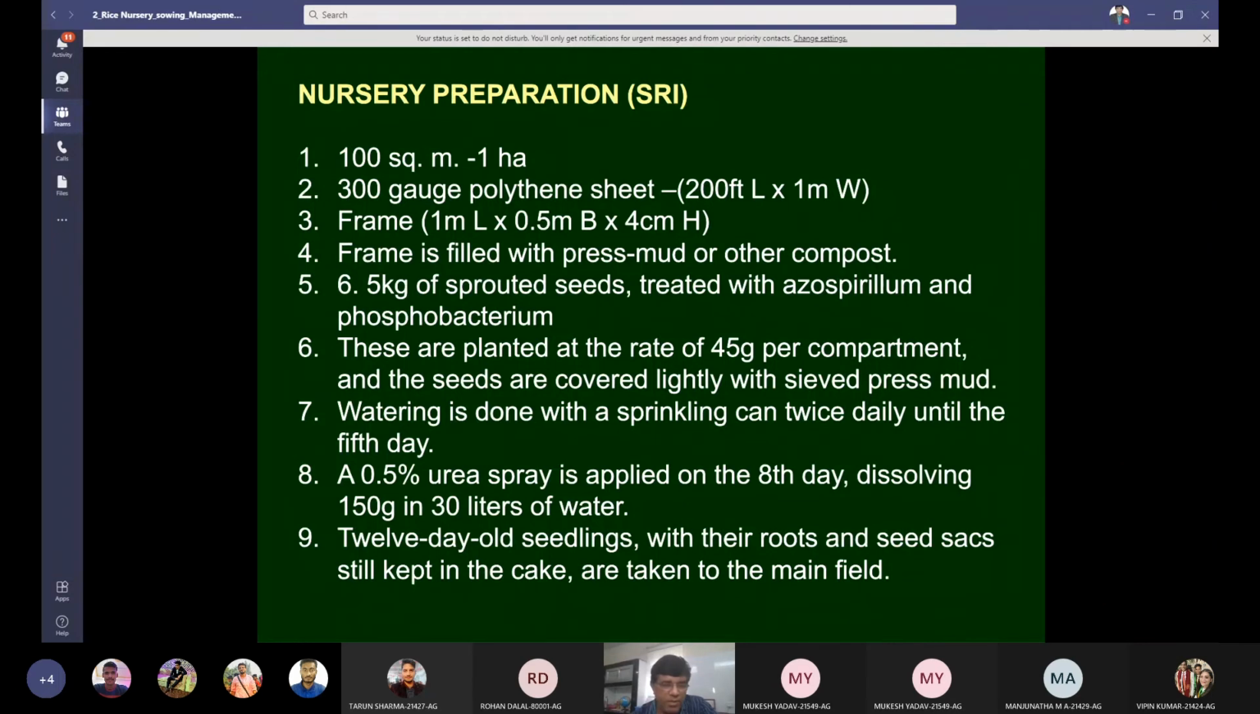So seedlings get ready very quickly, and this system is followed in India on very small areas, and in some other countries. I will discuss this SRI in detail.